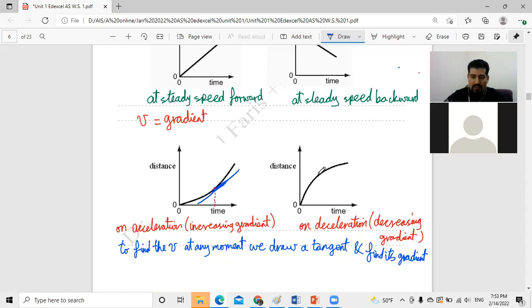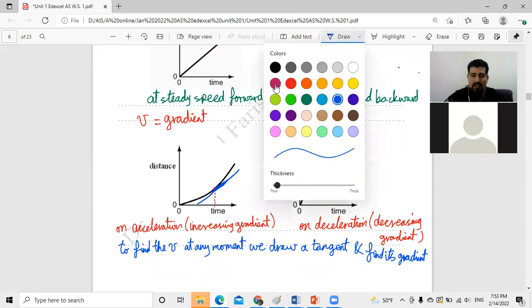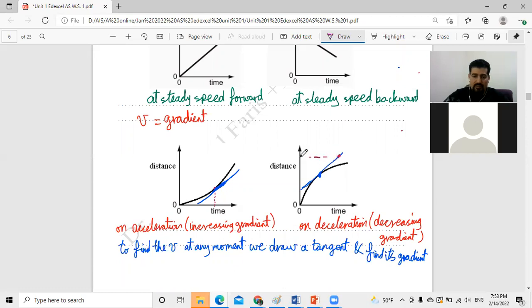The same thing here. If I want to find the velocity here, I'll draw a tangent at this point and find the gradient of it. I'll take two coordinates. Whenever the points are further apart, it will be more accurate. Whenever the line is longer, it will be more accurate. Longer line means accurate.